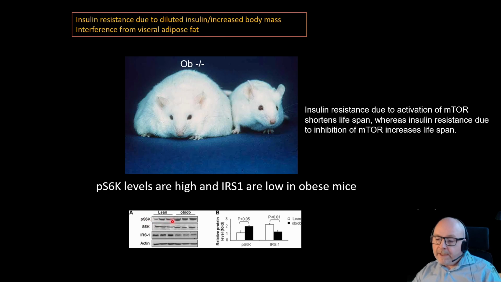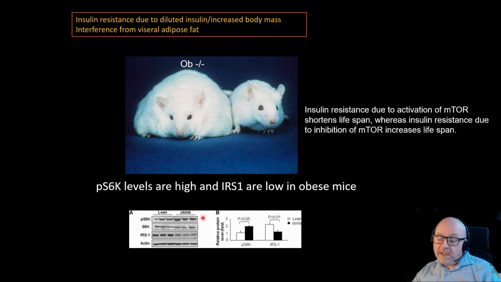And we see that in the lean mouse, the phospho S6 kinase to S6 kinase ratios are about the same, whereas in the OB mouse, you have increased phosphorylation of S6 kinase compared to the total amount of S6 kinase. This is quantified here in measurement of the blots, and you see a dramatic increase in the level of active S6 kinase in response to being this overweight.